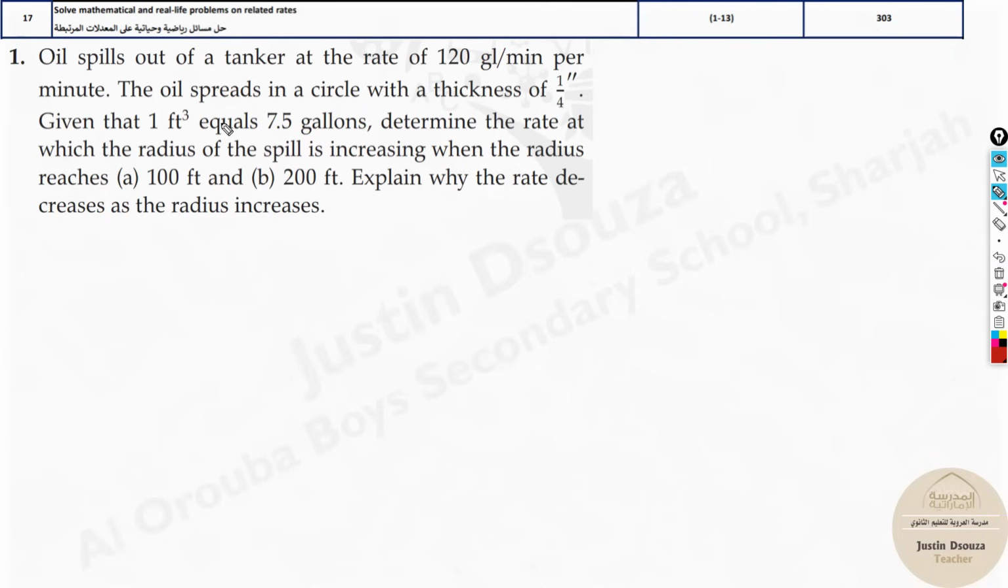Now, given that 1 feet cube equals 7.5 gallons, determine the rate at which the radius of the spill increases when the radius reaches 100 feet and 200 feet. Explain why the rate decreases as the radius increases. Now, this one is very simple. I'll just explain to you why this happens.